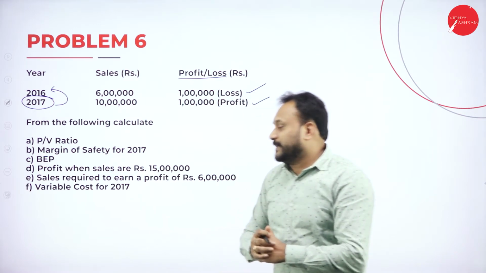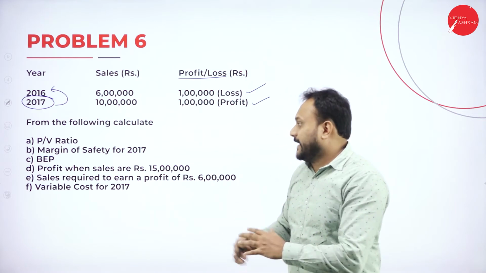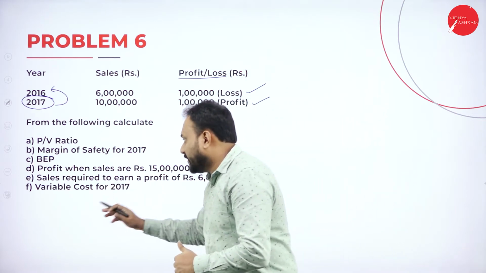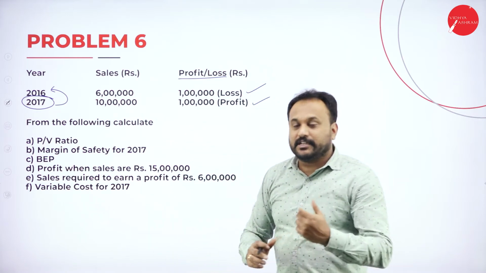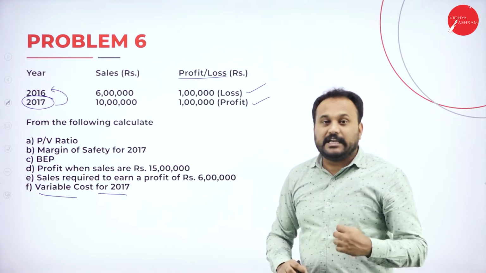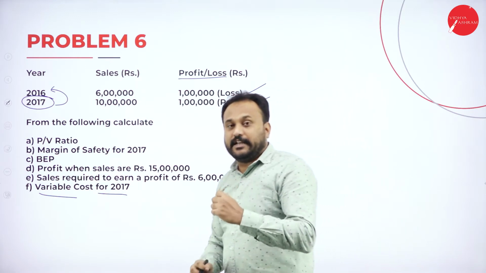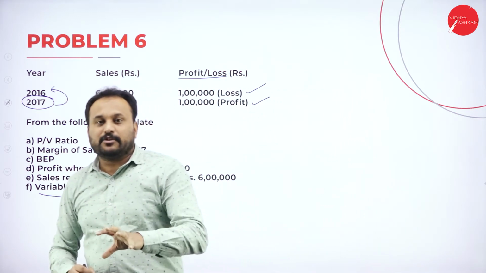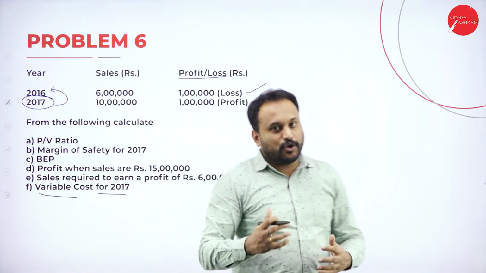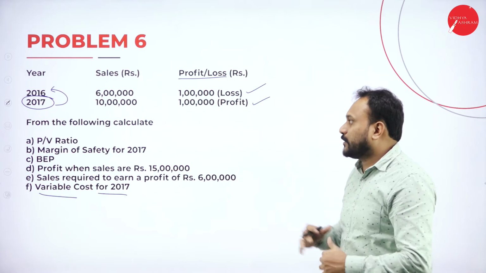Now the next one is BEP, break even point, and then we have profit when sales are, and then sales required to earn. And the last one here they have given a twist saying that variable cost for 2017. See, we can find variable cost even for 2016. I'm going to show you how is that we are supposed to go with. So this is what the question is.